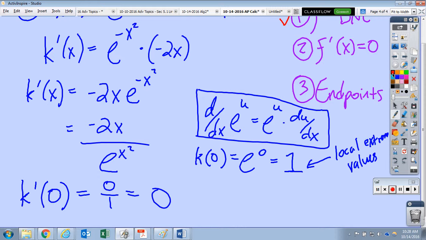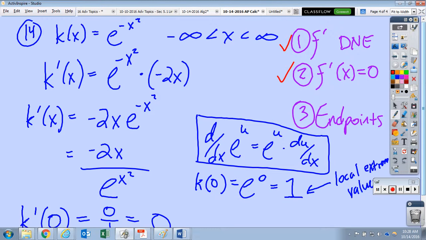And that's the only value that would make the numerator 0 without making the denominator 0, but we found out that wasn't even possible. So that's taken care of. And now the last thing to check are endpoints. So this function is over all real values of x.